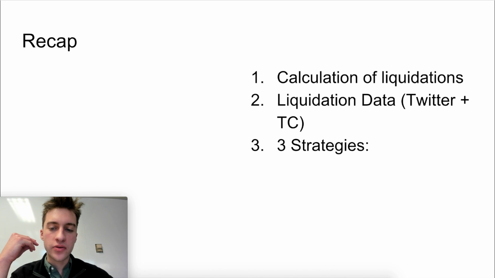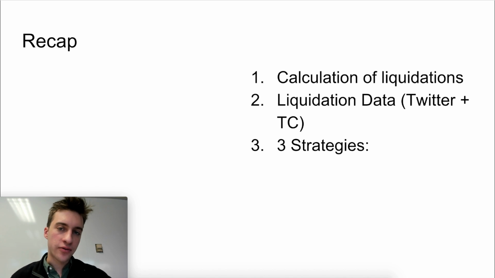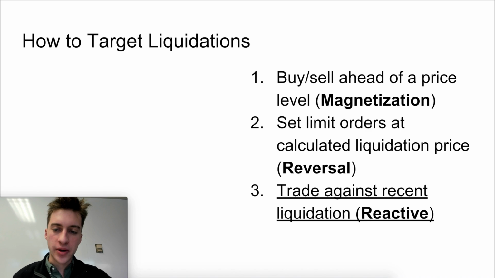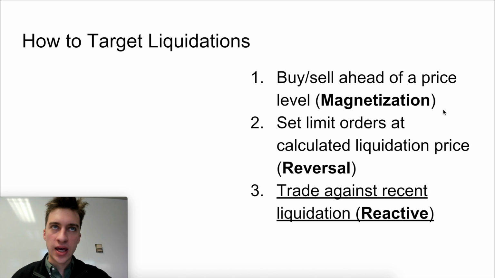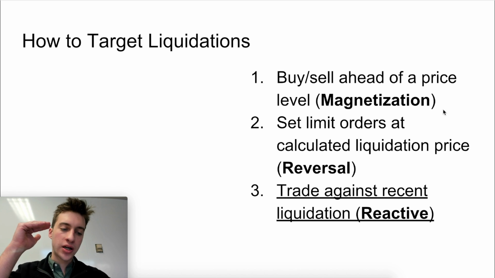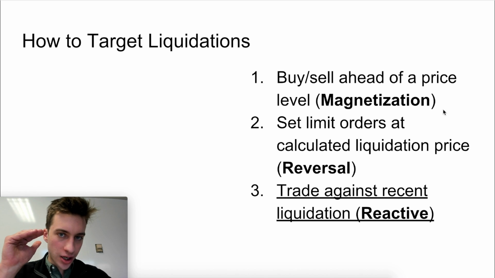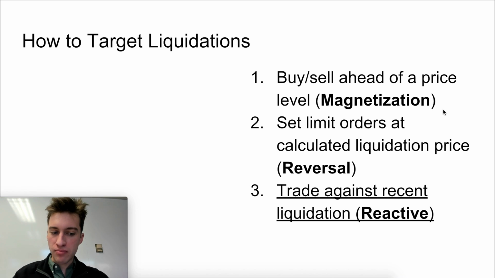Also, we found how to find liquidation data from Twitter bots, and also how to use tensor charts to find liquidation data as well. And the 3 strategies that I talk about are, first, magnetization. So this is where, if we enter a long position and we calculate that many short positions are going to get liquidated at a certain price, we can put a take profit at that price because we expect that price is going to be magnetized toward that liquidation.